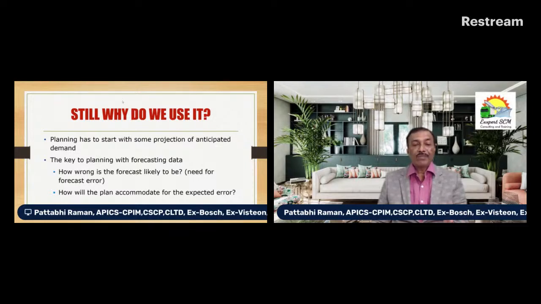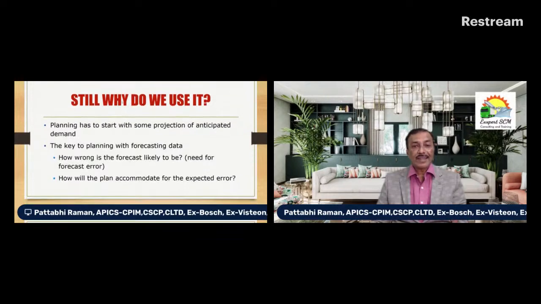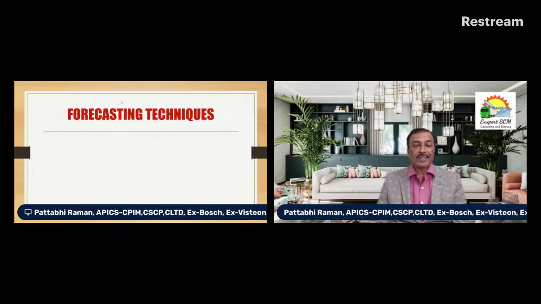So the key point in forecasting is how wrong the forecast is likely to be. This point you have to be clear on, and nobody can come and claim that they are going to do a 100% error-free forecast. And how your plan will accommodate the expected error is important, especially as far as supply chain professionals are concerned. So with this, we will start with the basic techniques. With the available shortage of time, I am going to cover them at a macro level.